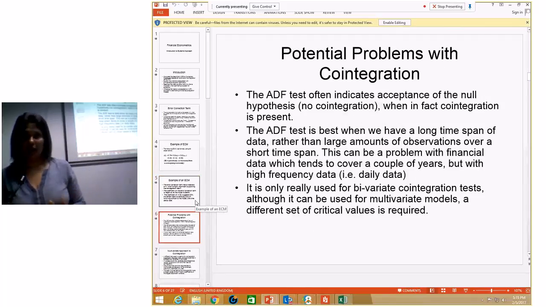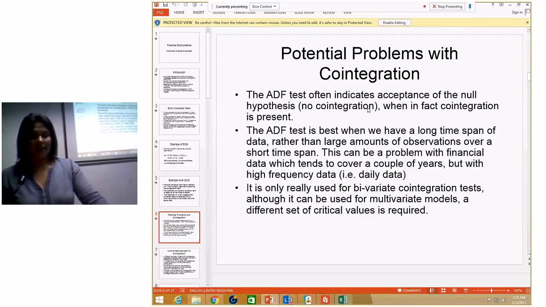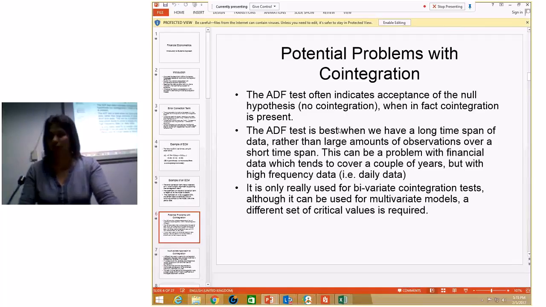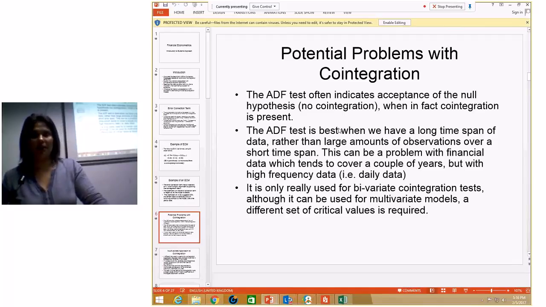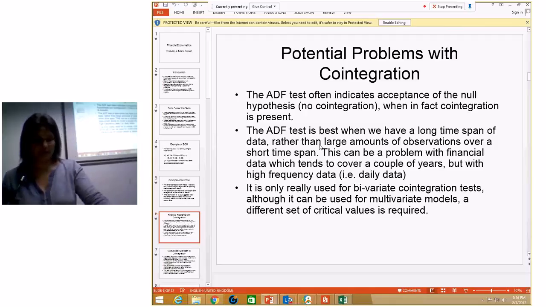Right, that's one thing we discuss, error correction. Other things are potential problems with cointegration. The augmented Dickey-Fuller test, ADF, may indicate acceptance of the null hypothesis when in fact cointegration is present. The augmented Dickey-Fuller test is best when we have a long time span of data.